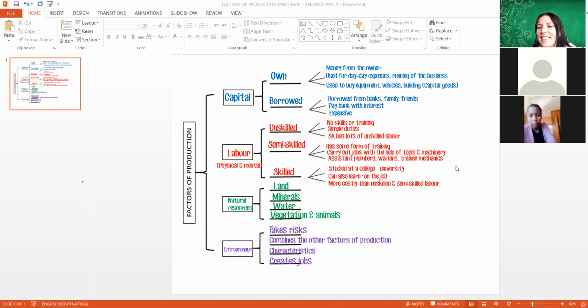Yes, Tsireletso? May I please ask, by entrepreneurship, I wrote hardworking, risk takers, motivated, able to work on their own. Wonderful that you use this on those lines. Did you write it on those lines? Like risk, you wrote there, risk taker, hardworking, over here. Yes, that's perfectly fine. Like I said, none of our brace maps will be exactly the same. This is just to help you to unpack a little bit each of the factors of production. So that's perfectly fine. Right.